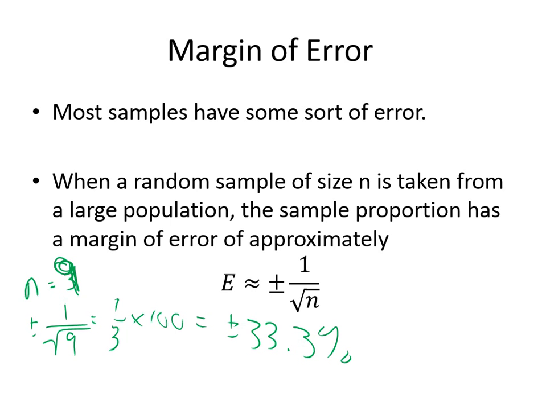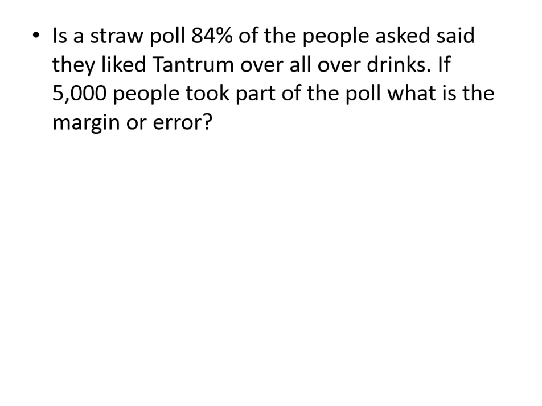So, again, the larger the number, the smaller your margin of error gets, okay? So let's say we take a straw poll, and 84% of the people asked said that they liked Tantrum, okay? Tantrum, the energy drink. And so they like that over all other drinks. They just need that Tantrum. And if there were 5,000 people that took part in this poll, we want to know what's the margin of error of it. Okay, and then we want to estimate, okay, what is the actual number?